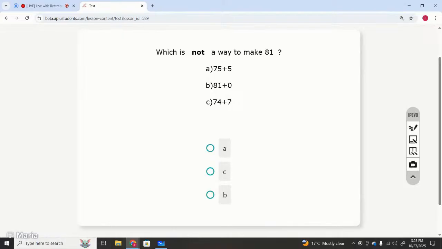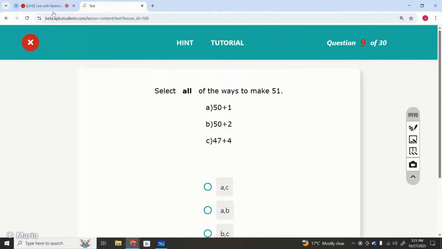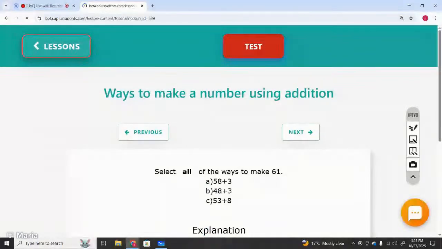Which is not a way to make 81? Not a way to make 81. Option A is the correct option. Okay, you can complete the lesson by yourself later today. Let me just move on to next lesson.